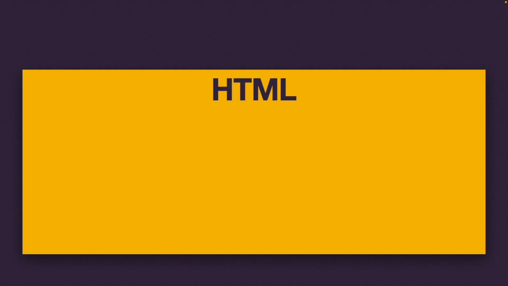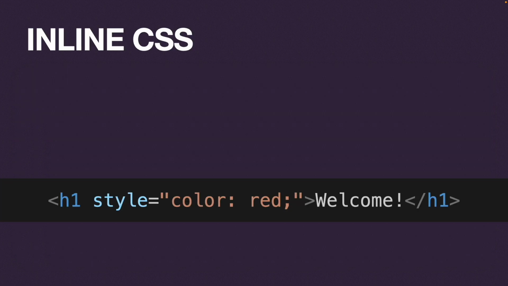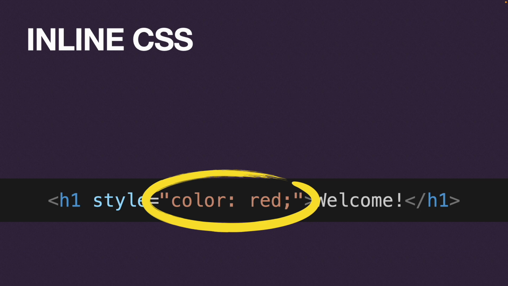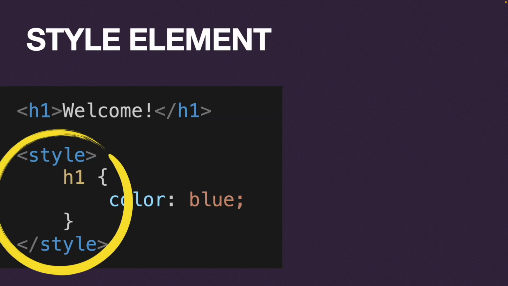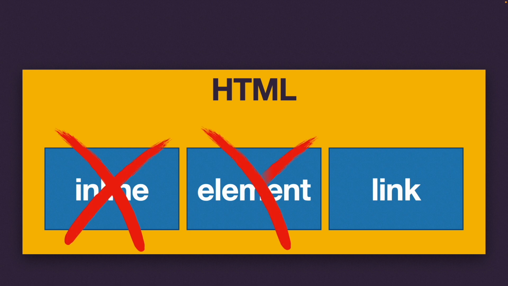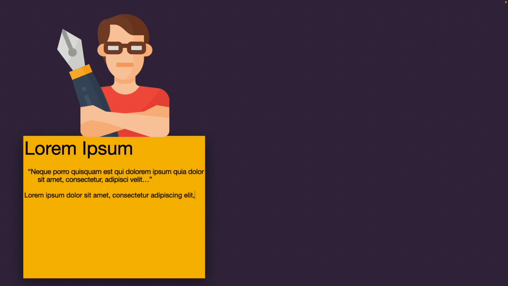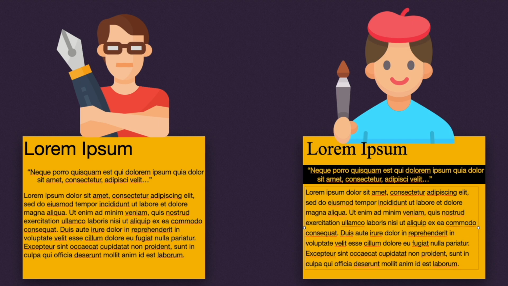There are 3 different ways that you can insert CSS into your HTML. You can use the style attribute on an element to just define properties. You can use the style element inside an HTML document, or you can use a link element to import an external CSS file into your HTML document. That's generally the way you want to do it, since you want your authors writing HTML and your designers writing CSS without touching each other's files.